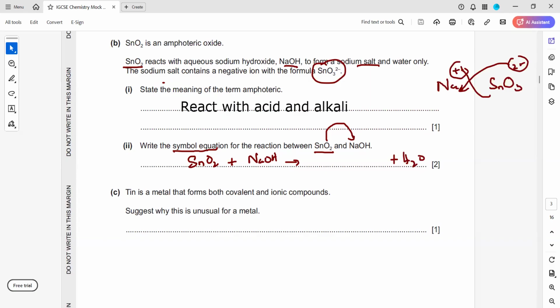Yes. 2 marks, what is it for? 1 mark is to write the correct formula for this sodium salt. 1 mark is for balancing the equation.